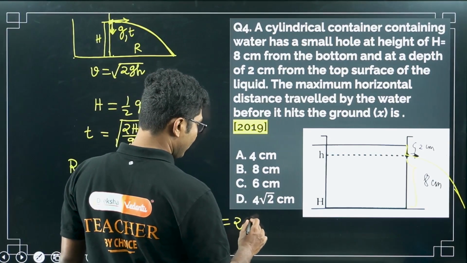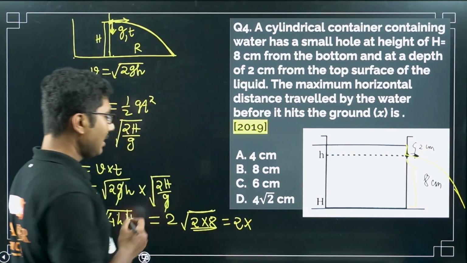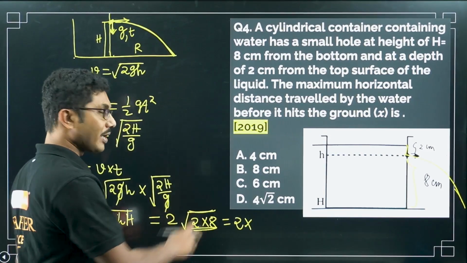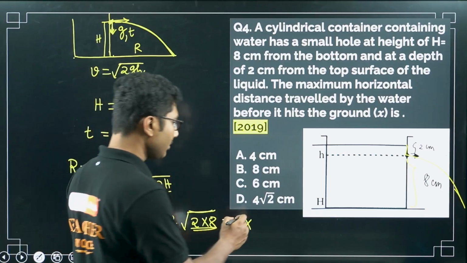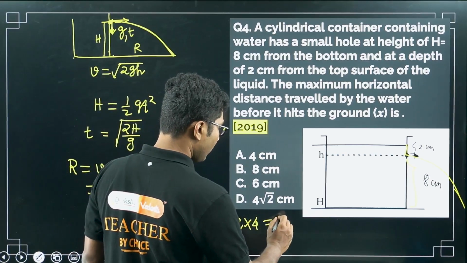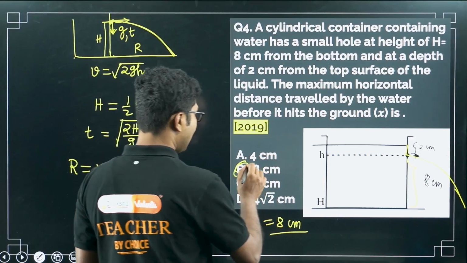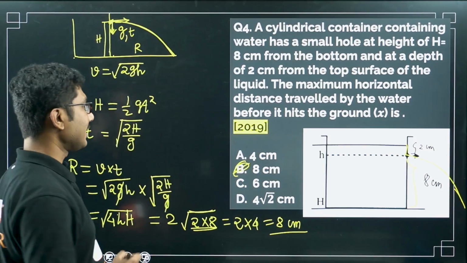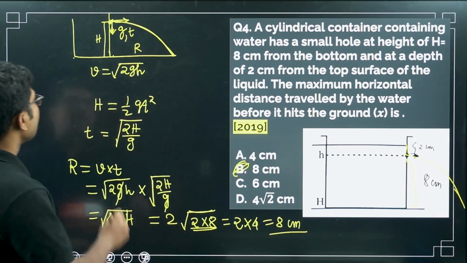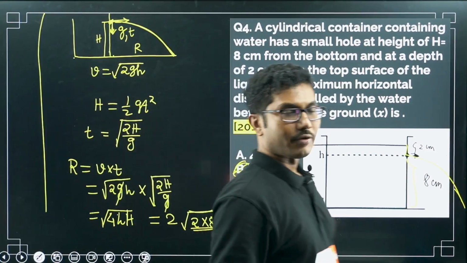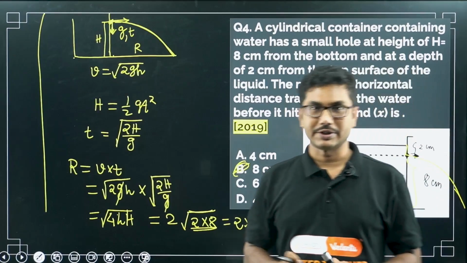So 2 times square root of 2 into 8. 2 into 8 is 16, and the square root of 16 is 4. So the range is 8 centimeter. The water will travel 8 centimeter before it hits the ground. Interesting question, slightly tricky, slightly long, but if you know the concept of this question, then you can answer it.